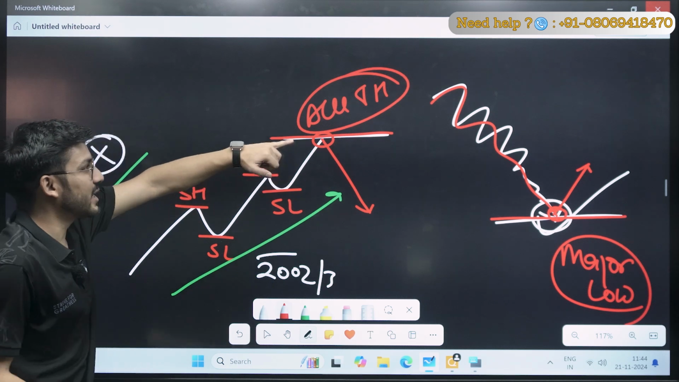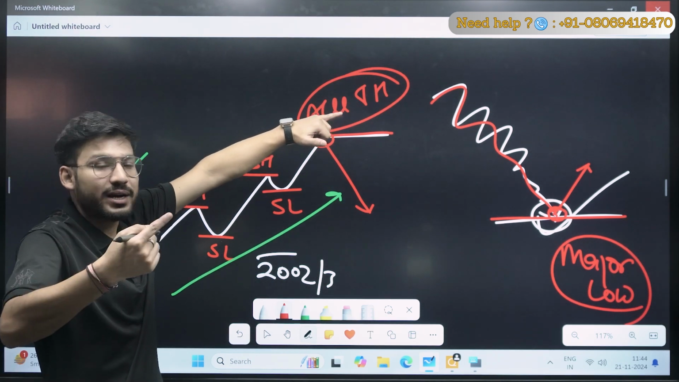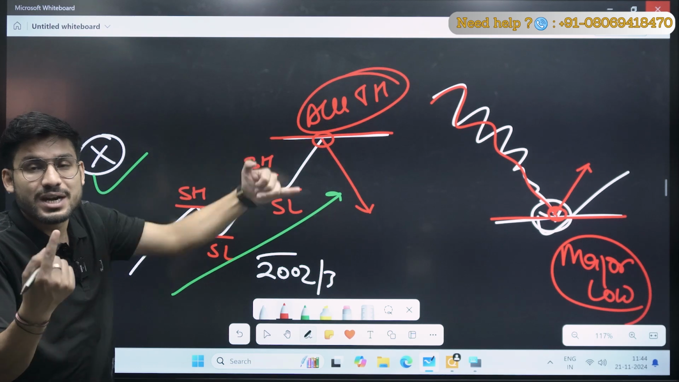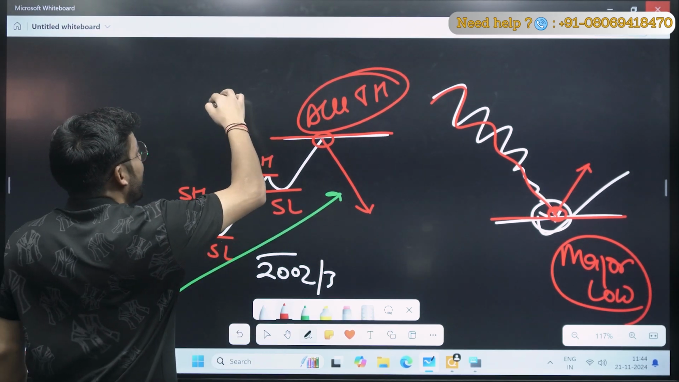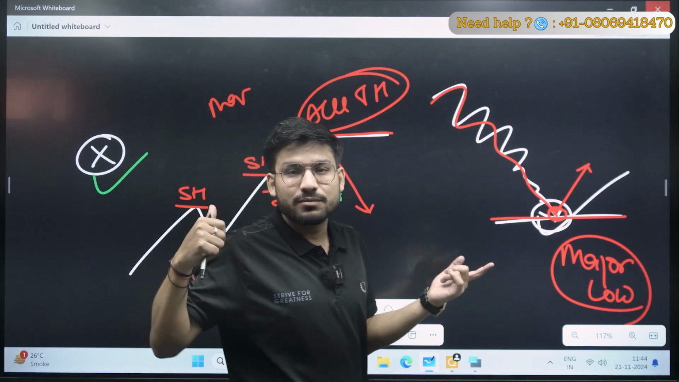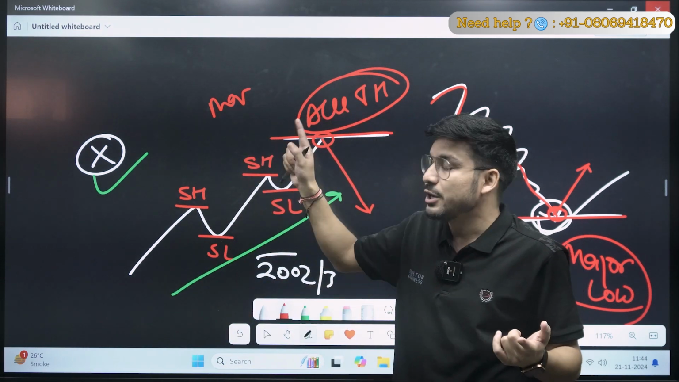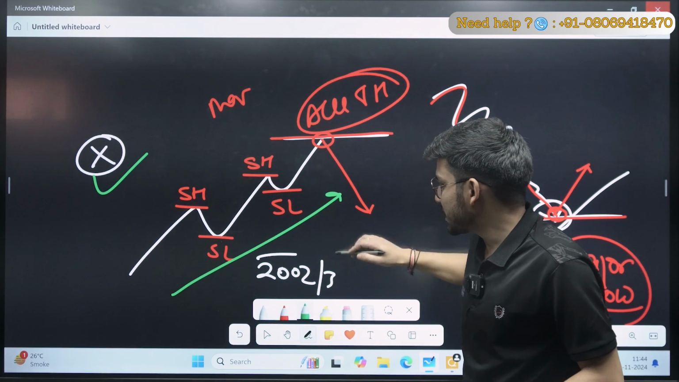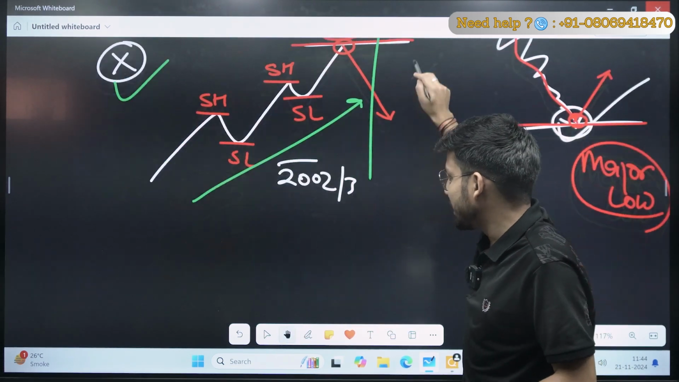And similarly, when the market is at its all-time high, this will automatically be your very strong resistance. So this is your major swing high, you can say. So this is one of the strategies with the help of which you can draw your proper support and resistance. That was the third point. Now coming to the fourth and last point.